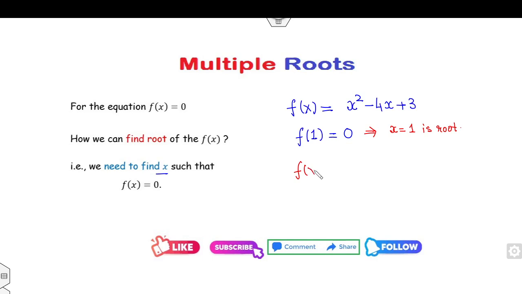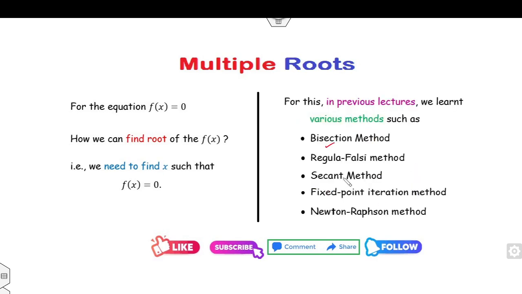However, if I consider another function like x e raised to power x minus 1, can you find the value of x easily so that f of x will be 0? It is not an easy target compared to the first example. So how can you find that? For that we have discussed various methods such as bisection, regula falsi, fixed point, Newton methods and many more. All are available in this numerical analysis playlist.